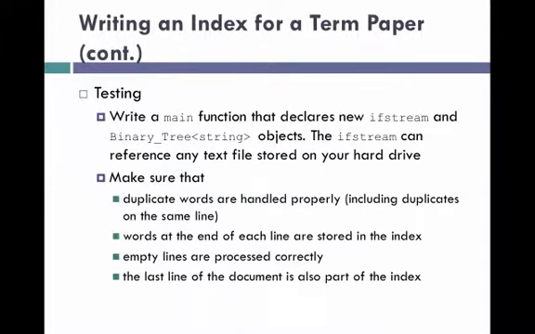Now, to test this, we could write a main function that declares a new input stream and binary tree string objects, and the input stream can reference any text file stored on our hard drive. And you can make sure that duplicate words are handled properly, that words at the end of each line are stored in the index, empty lines are processed correctly, and the last line of the document is also part of the index. And that brings us to the end of this Slidecast.